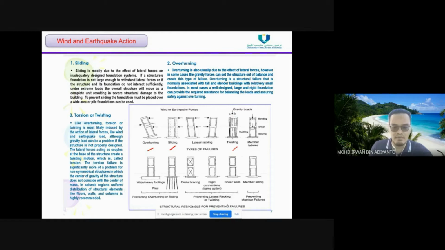How can we prevent those failures? How to prevent the overturning by wide or heavy footings, how to prevent the twisting by cross bracing, rigid connections, and providing shear walls, and how to prevent member failures by using more suitable member sizing.